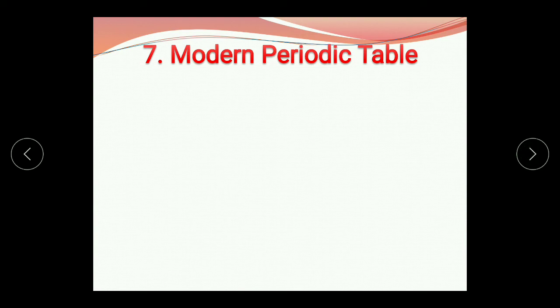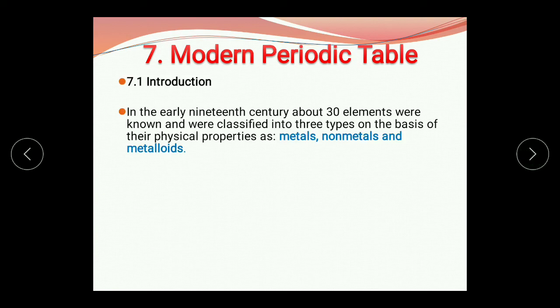In the early 19th century, about 30 elements were known, and those were classified into three types based on the criteria that their physical properties are considered. And by considering the physical properties, they are classified into three types as metals, non-metals, and metalloids.